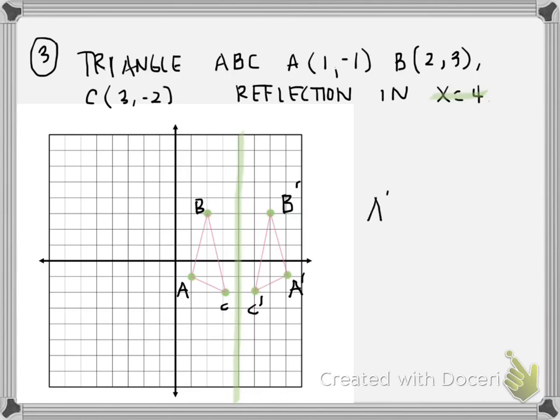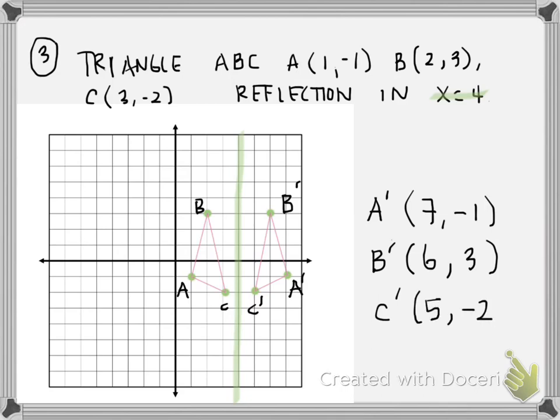Alright, so the A prime here is going to be at 1, 2, 3, 4, 5, 6, 7. At 7, -1. Remember, B prime, sorry, is going to be at 6, 3. And my C prime is going to be at 5, -2.